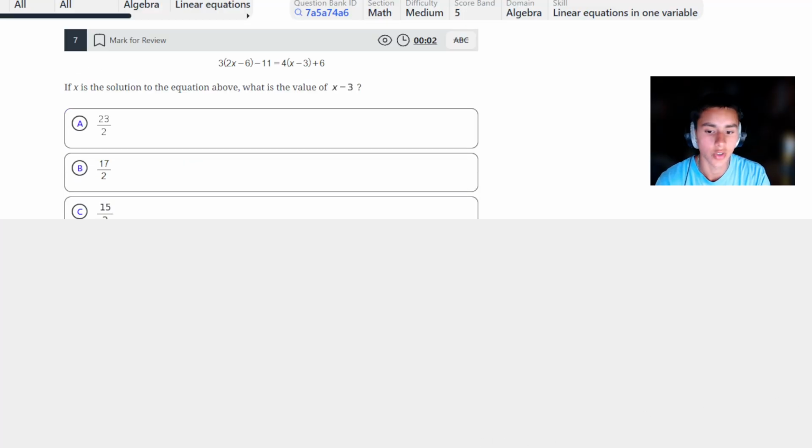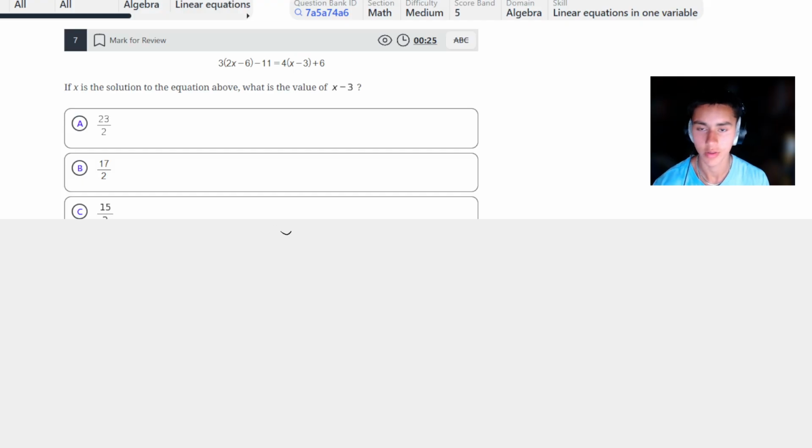x is a solution to the equation above. What is the value of x minus 3? Now, I can show you this two ways. There's an easy way to do this, a very fast way, which is going to save you time. That's definitely what you need on the SAT. You don't want to waste too much time on easy questions. Or you could just do it the hard way if you want to be sure.